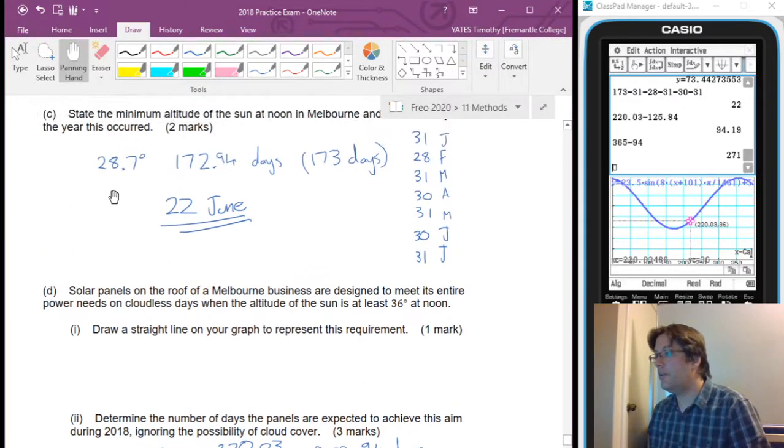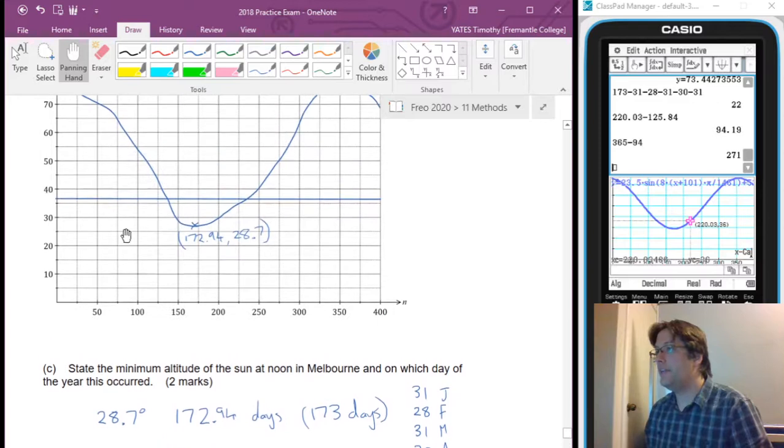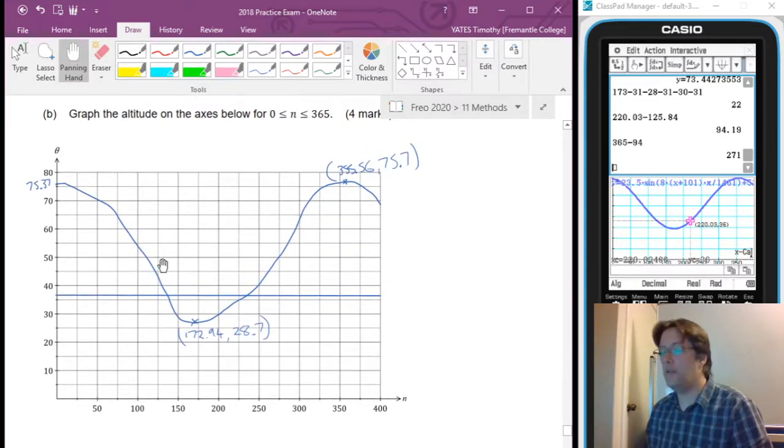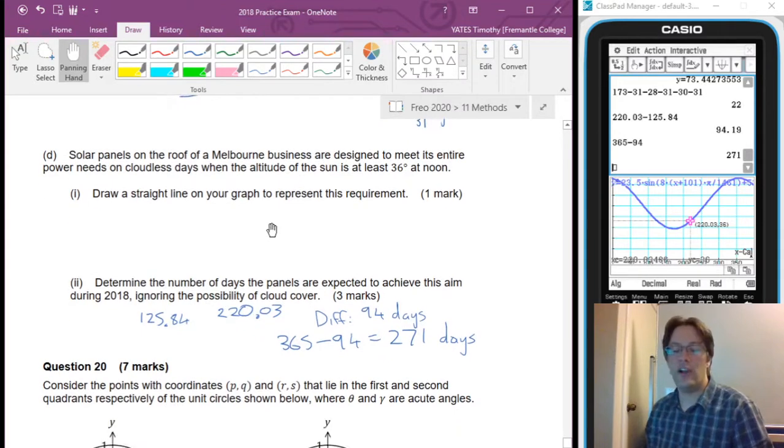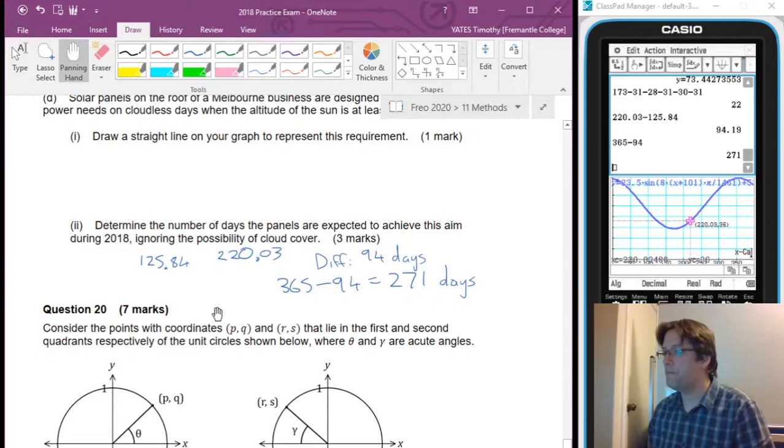Now this was a bit of a tough one, having to deal with the fact that we're looking at days and having to work out what months we've got and things like that. That can definitely trip you up there.